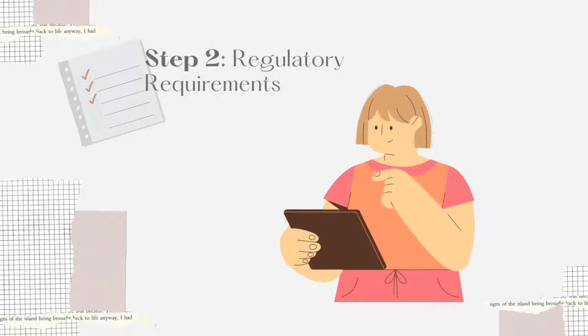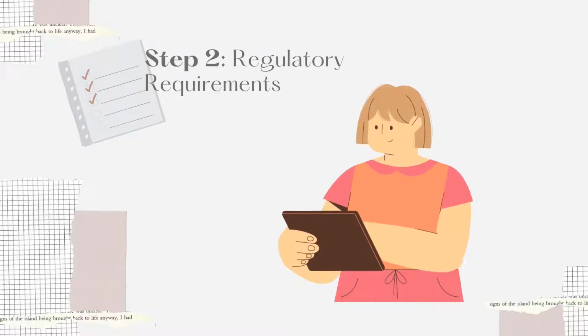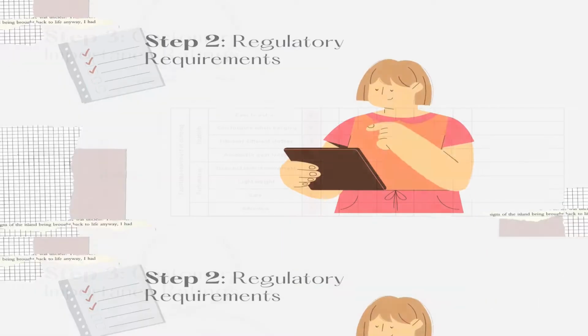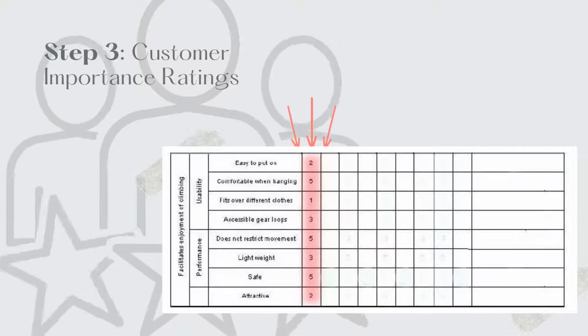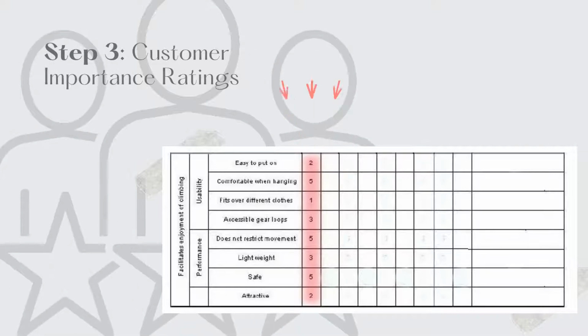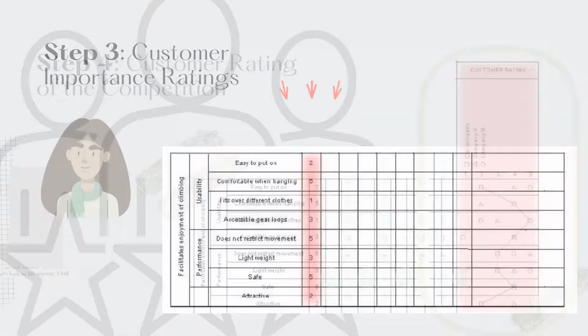The second step is regulatory requirements, and here the team must document the requirements by the regulatory standards that the product must meet. Then we have the third step, customer importance ratings, and this is very simple. On a scale from 1 to 5, the customer rates the importance of each requirement, and we also know the frequency. If people ask a lot for a specific characteristic, that helps your company a lot.